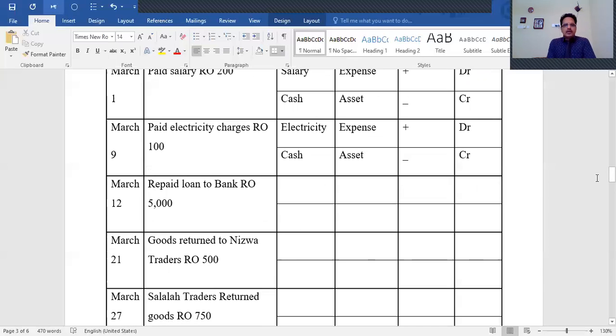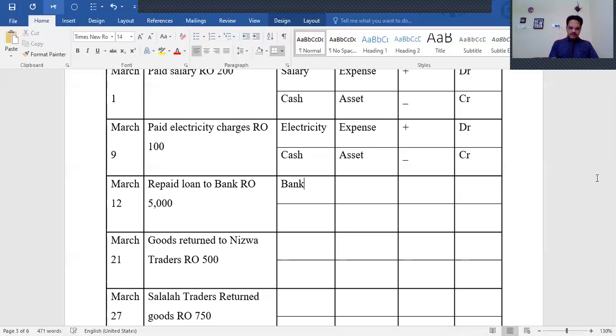Now next is repaid loan to bank, 5,000. Before, you took a loan; now you repaid the loan. When you took the loan, you remember already, your cash was increasing and the bank loan, which is a liability, was increasing. That we know already. Now you are repaying the loan. So what happens? Two accounts, there is no difference.